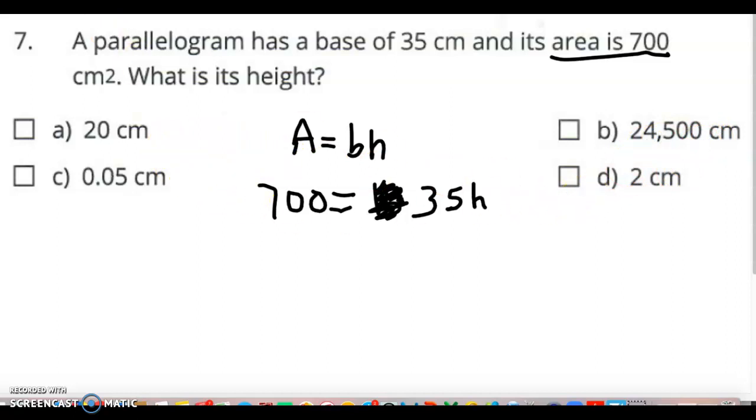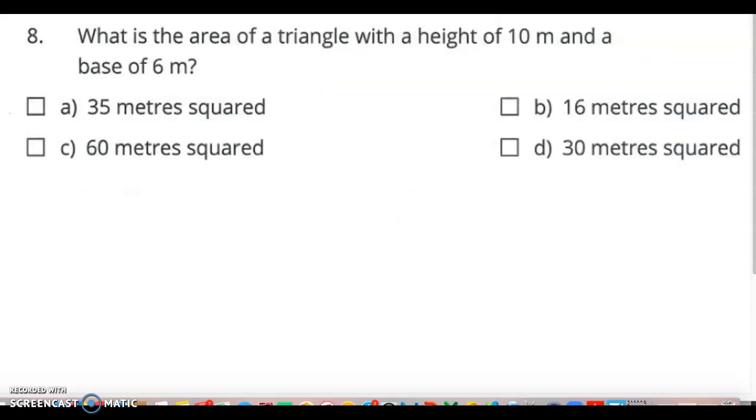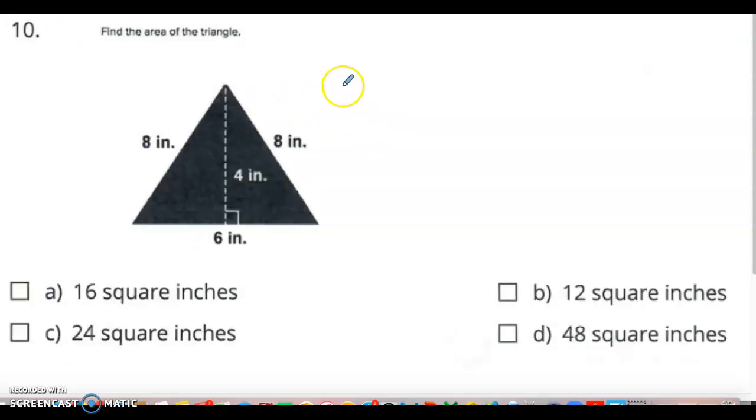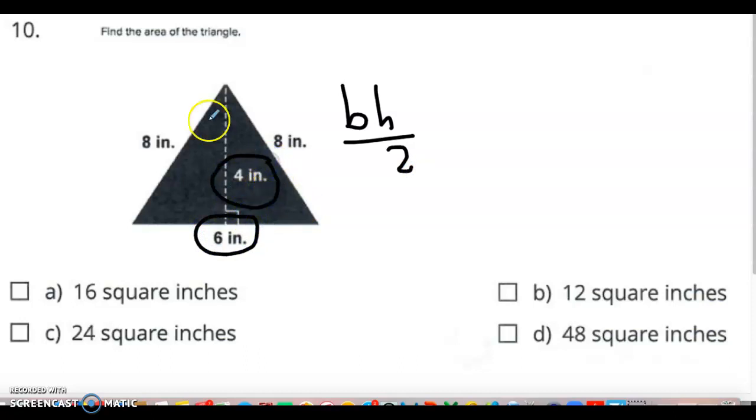Notice how all the choices have centimeters. Okay, moving right along to number 8. What is the area of a triangle whose height is 10 and base is 6? Refer to your formula sheet. It's base times height divided by 2. Make sure you use that formula. Okay, number 9, the area of a parallelogram is base times height. Here is the base, and the height is the dotted line, and you're using your calculators. Number 10, the area of a triangle is base times height divided by 2. Here is the base, and here's the height. Make sure you multiply those and divide by 2.